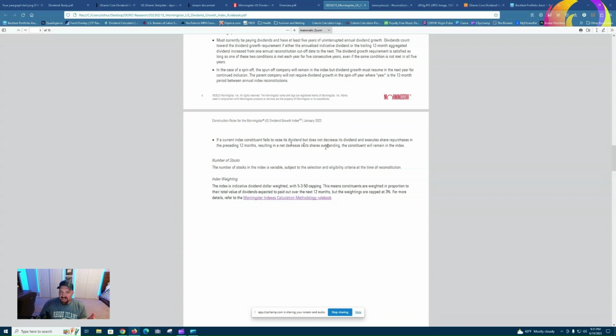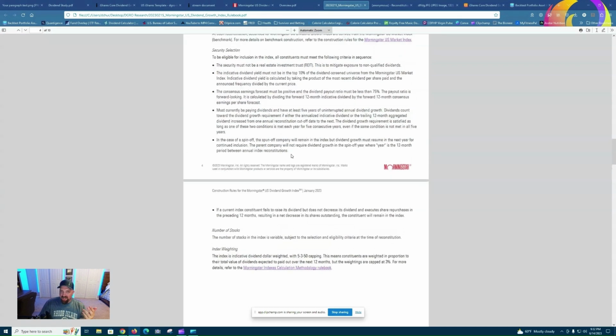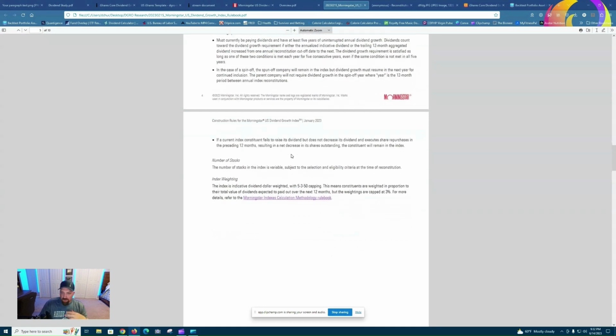So potentially they would keep in a company that's not a growing dividend stock anymore. The only positive I could see of this is, like, maybe if there's a good dividend growth company, but they come across one bad year. Overall, I like the selection criteria here. No, people are not making any decisions. So this is all formulaic.